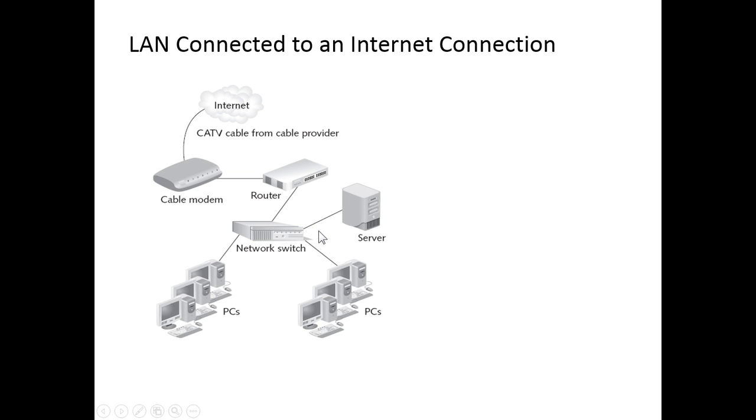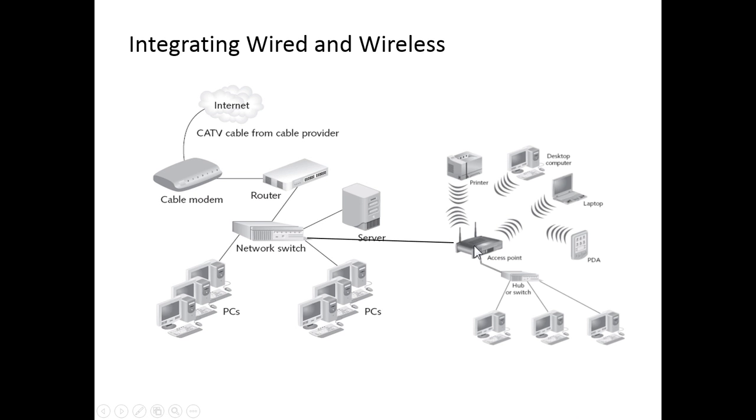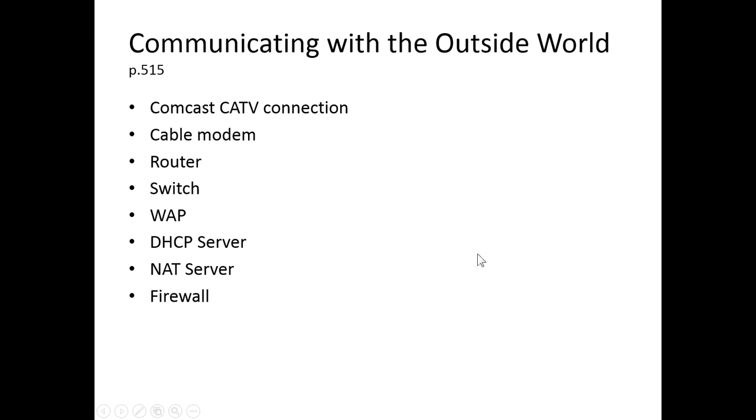And then to connect to our wireless network, we connect a wireless access point to our switch, and this allows the wireless devices to connect to the wireless access point. And of course, another switch and PCs could plug in to the wireless access point. So all of these components are necessary to connect to the outside world.